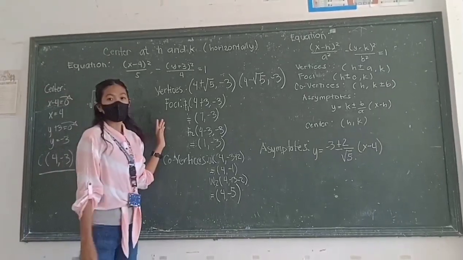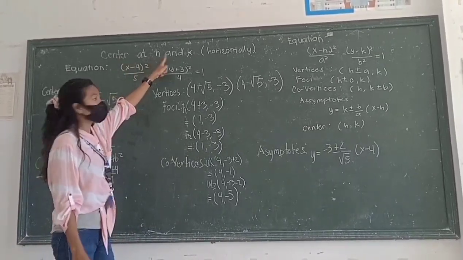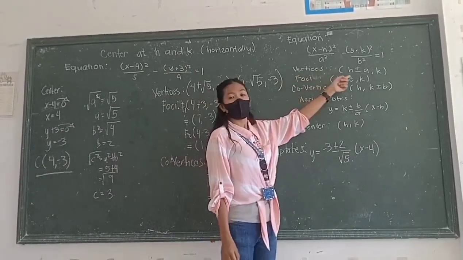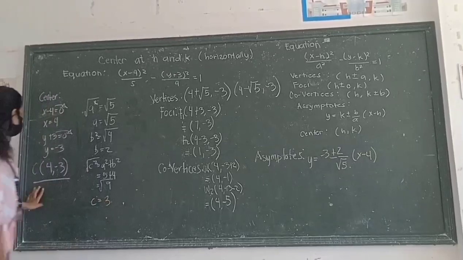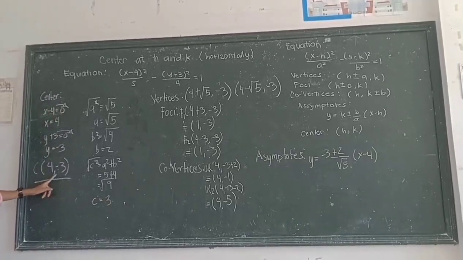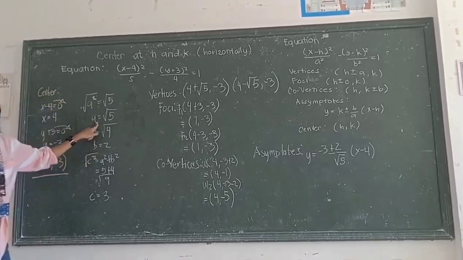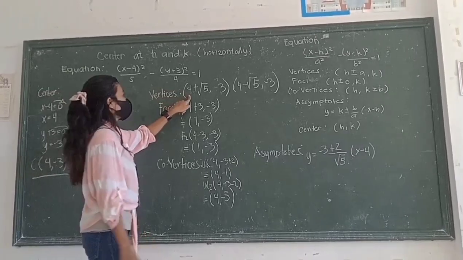To determine the parts of the hyperbola at the center (h, k), we need to follow this. Vertices: h plus or minus a, and k. Our center is (4, negative 3). The value of a is equal to the square root of 5. So we need to substitute 4.